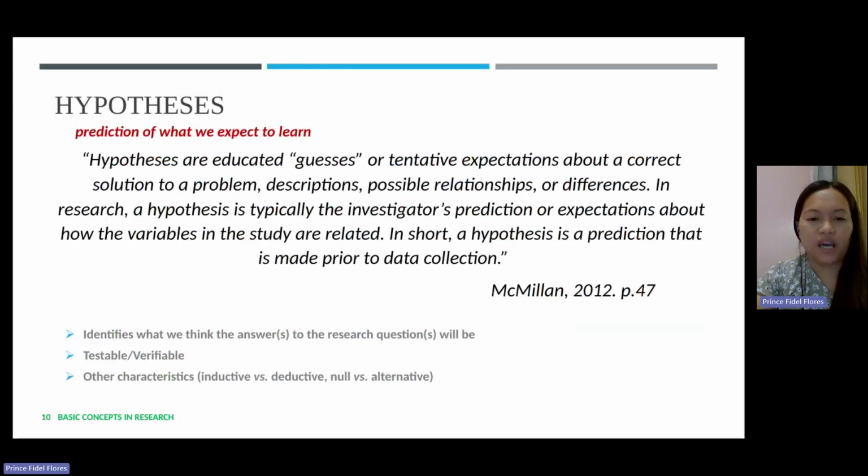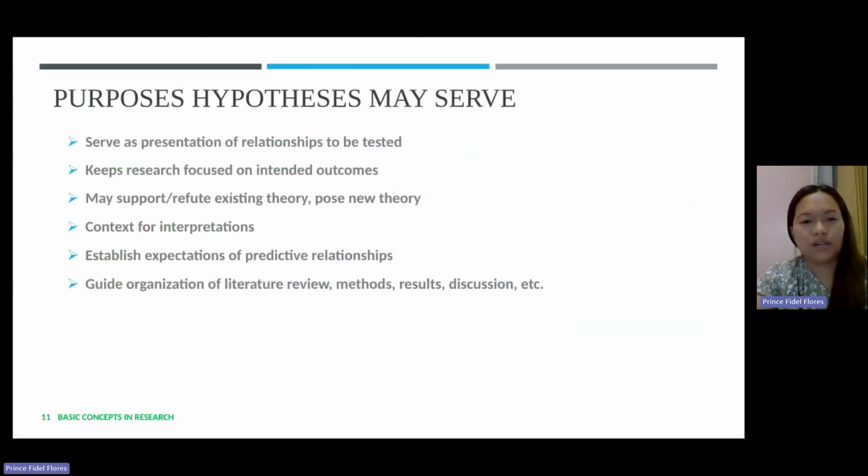A hypothesis identifies what we think the answers to the research questions will be. It is testable, verifiable, and has other characteristics like inductive versus deductive, null versus alternative. The purposes a hypothesis may serve are presentation of relationships to be tested, keeping research focused on intended outcomes, supporting or refuting existing theory, posing new theory, providing context for interpretations, establishing expectations of predictive relationships, and guiding organization of the literature review, methods, results, discussion, and so on.